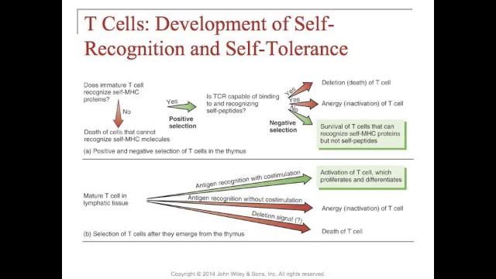So in order to function properly, your T cells must have two traits. They must be able to recognize your own major histocompatibility MHC complex proteins. This is a process known as self-recognition. And secondly, they must lack reactivity to peptide fragments from your own proteins. And this is a condition known as self-tolerance.